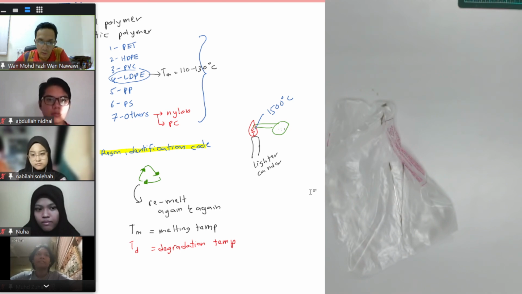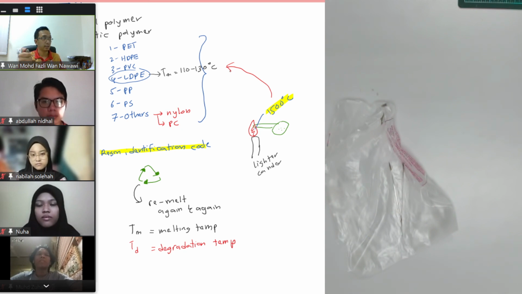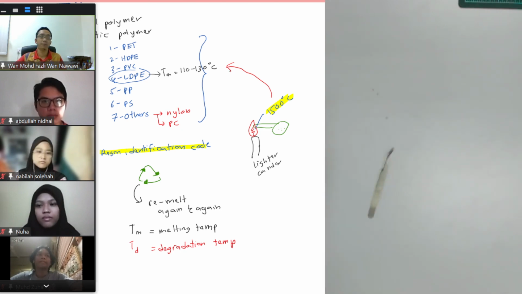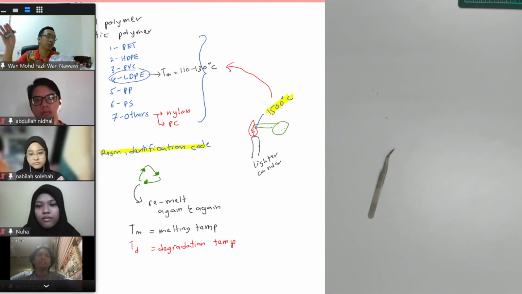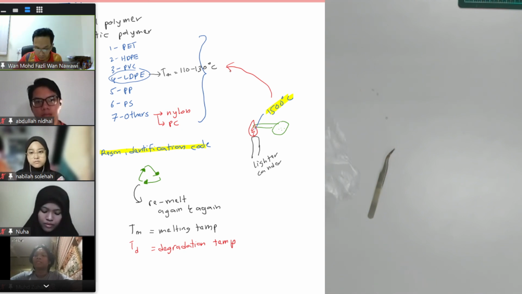Okay, so similar with others, for example nylon. The temperature of the flame that you see here is far higher than the melting point. So when you put the LDPE like this, it just goes to the degradation temperature, well beyond the melting temperature. That's why you see the blackish degradation, because this is from oil, right? So oil thing is black, right?